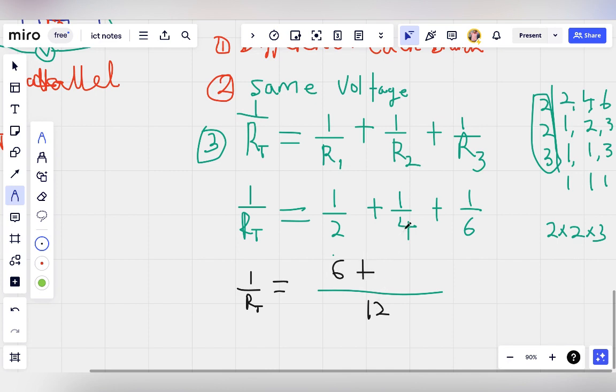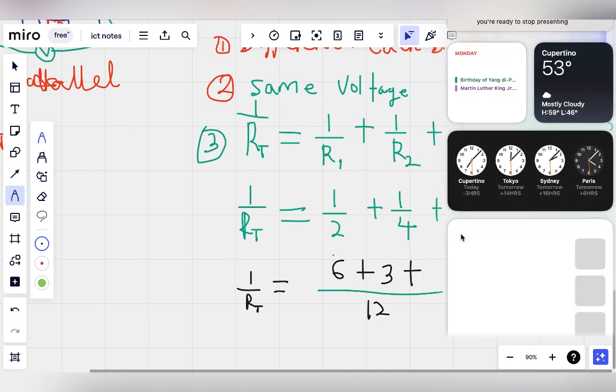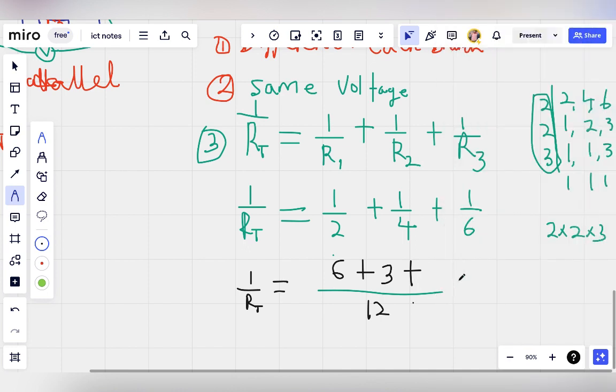12 divided by 4, you get 3. 3 times 1, we get 3. Plus 12 divided by 6, you get 2. 2 times 1, you get 2. You see, we're doing primary school work now in physics. It has led us to primary school work. So we add the numerators. So what do we get for the numerator? 6 plus 3, 9. 9 plus 2, we get 11, right? We get 11 over 12.